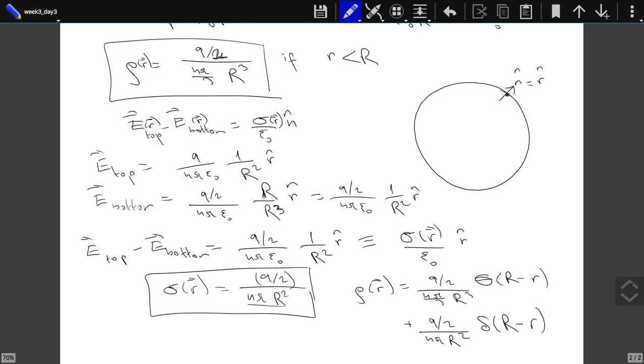But you see, in this problem, we have a volume charge, a charge uniformly distributed over the volume, plus a surface charge. We have both of them. So you see, this is the charge uniformly distributed over the volume of my sphere. This is the charge uniformly distributed over the surface of my sphere.